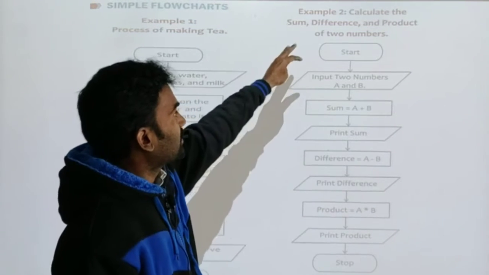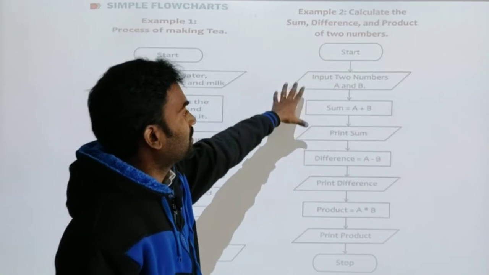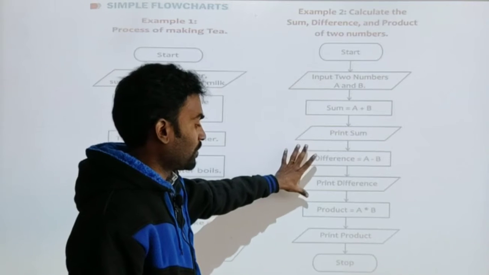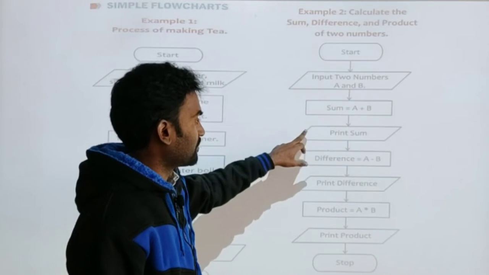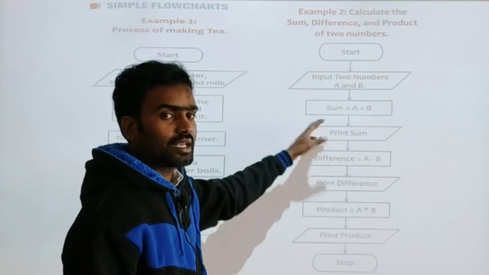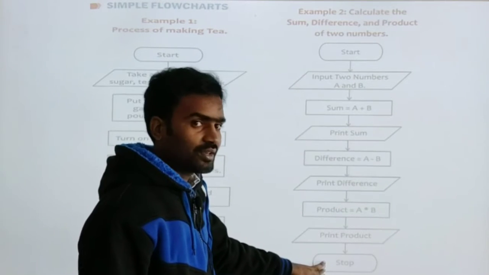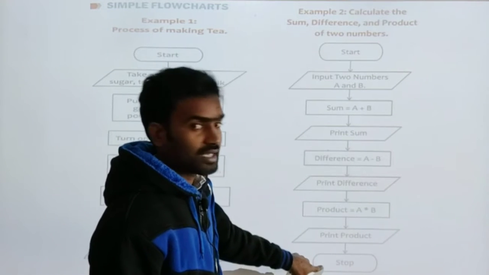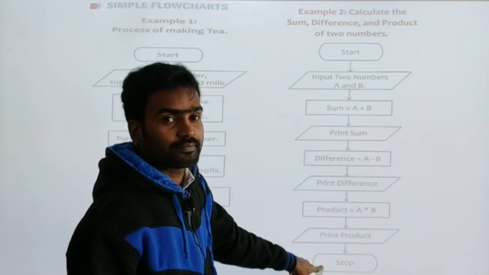So as they said, sum, difference and product. Three tasks are over. Three processes are over, and we got three results. Print sum, print difference, print product. After finishing that, what are we supposed to do? We started the task here, and we have to complete the task here. So we completed here, right?